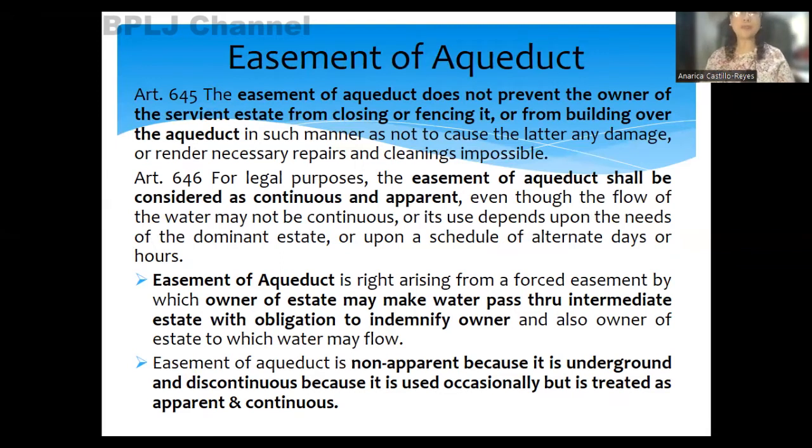Although in reality, it is really discontinuous because the flow of water is not incessant, and it is non-apparent because it is buried underground. But for purposes of law, it is considered as continuous and apparent. So it may be acquired by prescription. Okay?